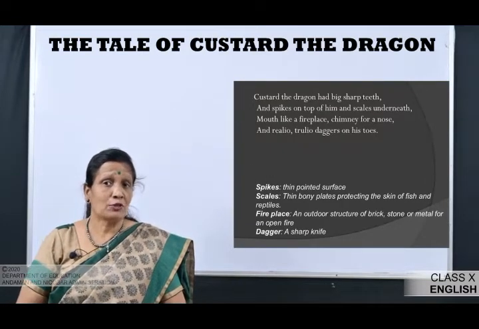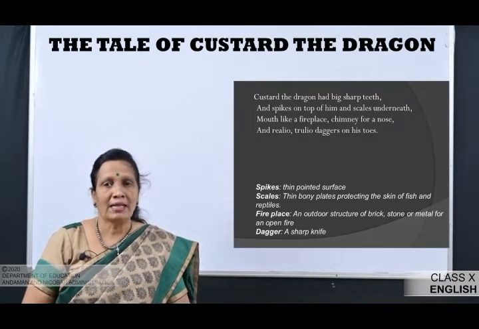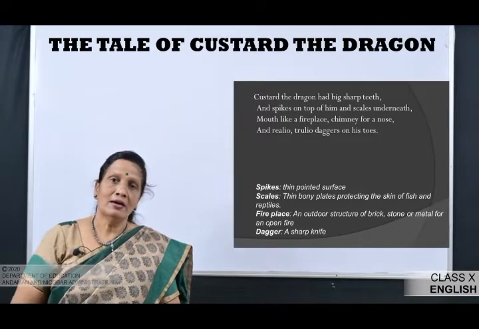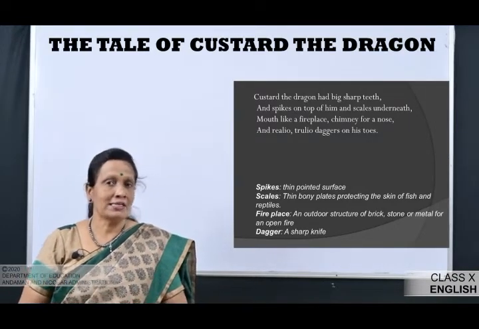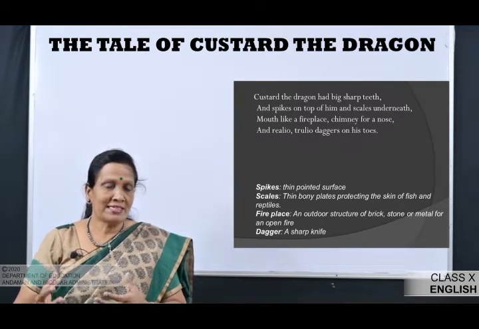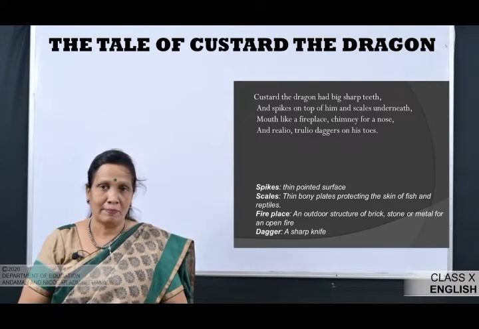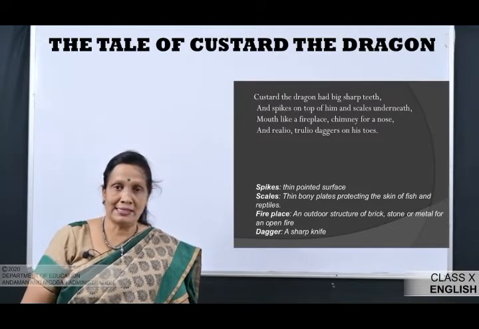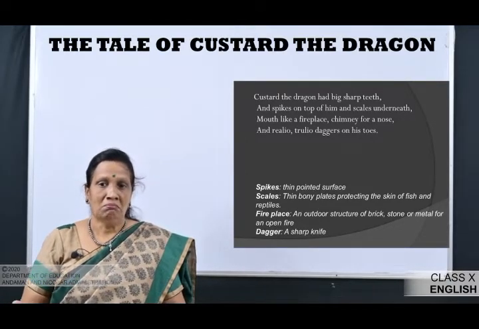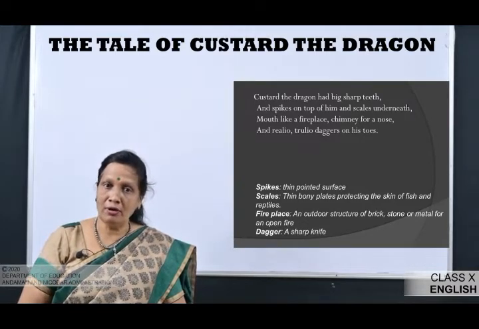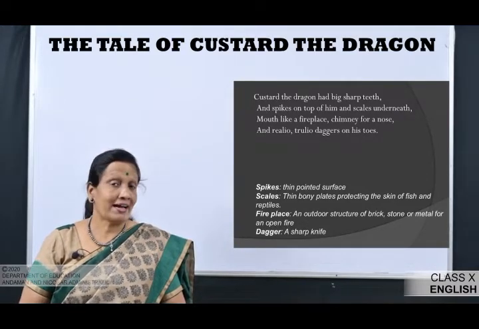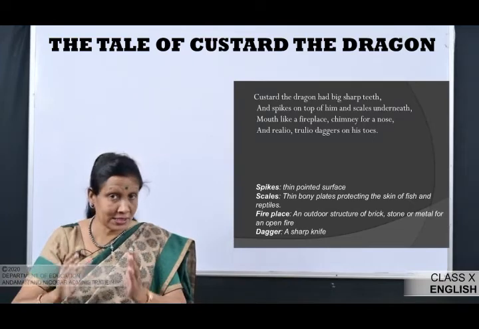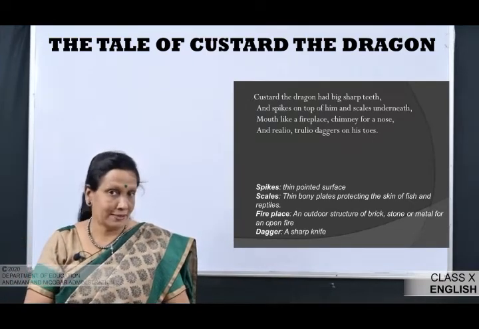Custard the dragon had big sharp teeth and spikes on top of him and scales underneath, mouth like a fireplace, chimney for a nose, and realio trulio daggers on his toes. Spikes here means, children, thin pointed surface. Scales, thin bony plates protecting the skin of fish and reptiles. Fireplace, an outdoor structure of brick, stone or metal for an open fire. Dagger, a sharp knife.